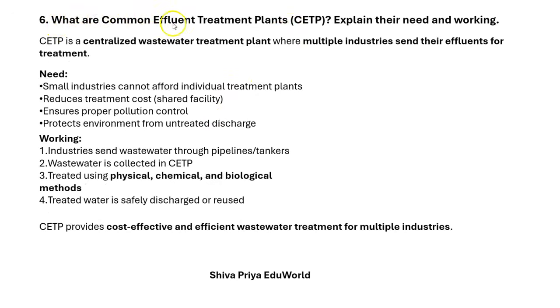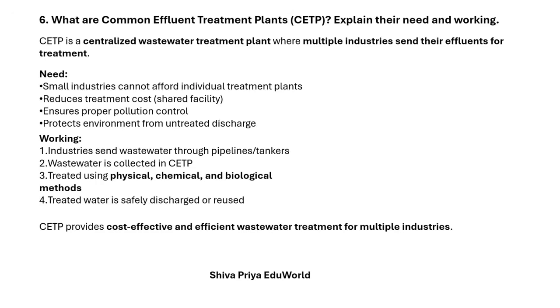And the next question is, what are common effluent treatment plants, that is CETP? Explain their need and working. CETP is where multiple industries send their effluents for treatment. Clear? Small industries cannot afford individual treatment plants, and it reduces the treatment cost. It ensures proper pollution control as well. It protects the environment from untreated discharge. Clear? This is very helpful for small industries.